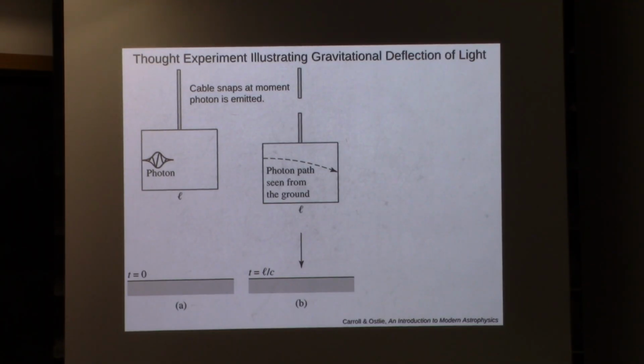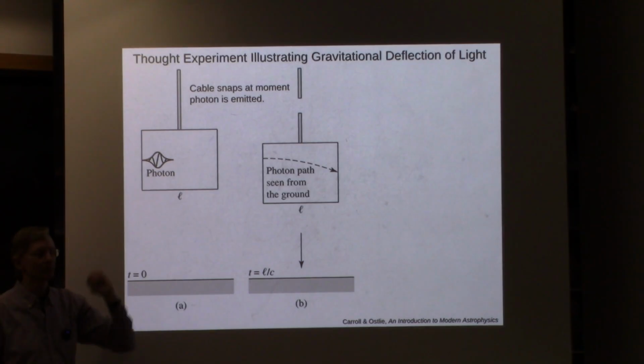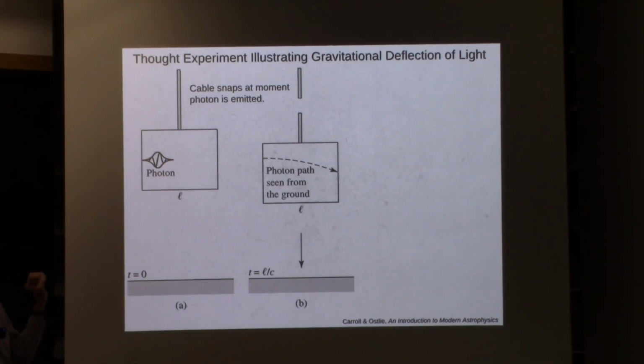So here's a figure from your book. Here's our scenario. We have a compartment with a cable attached to it, hovering above the surface, and a laser that's going to fire a photon horizontally. Right at the moment that we fire the photon, the cable snaps. It doesn't have to actually be at that moment, it just helps mentally to picture it that way.